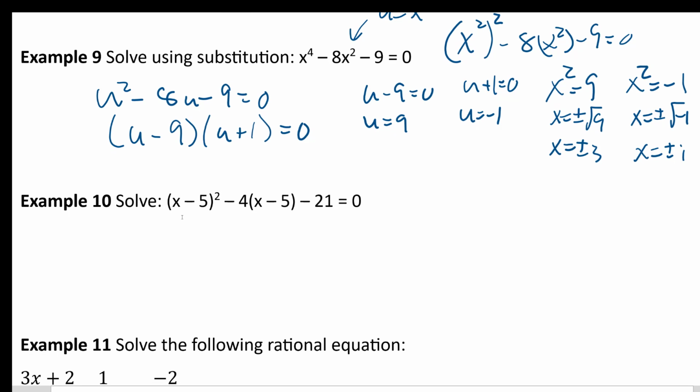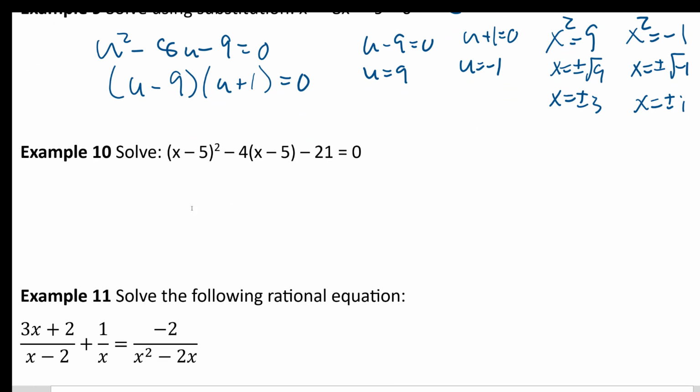This next one, example 10, is also quadratic-like because you have something squared minus 4 times something minus 21. Now you could expand this x minus 5 squared and distribute the 4 and then go that way with it.